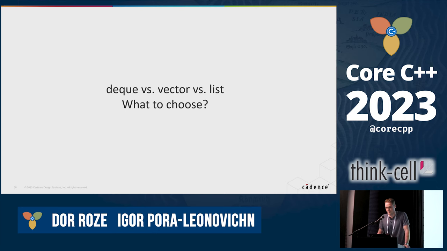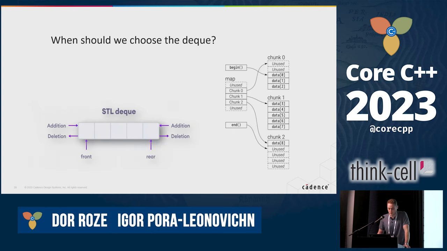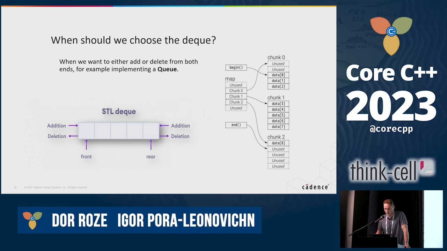So let's try to summarize. Deque versus vector versus list. What to choose? So when should we choose the deque, for example? When we want to either add or delete from both ends, for example, implementing a queue, it's better to use deque.